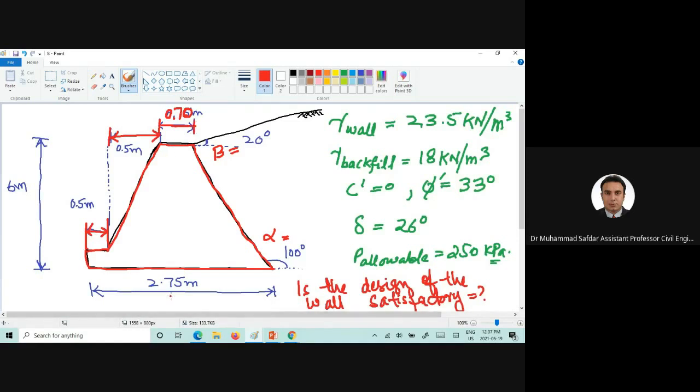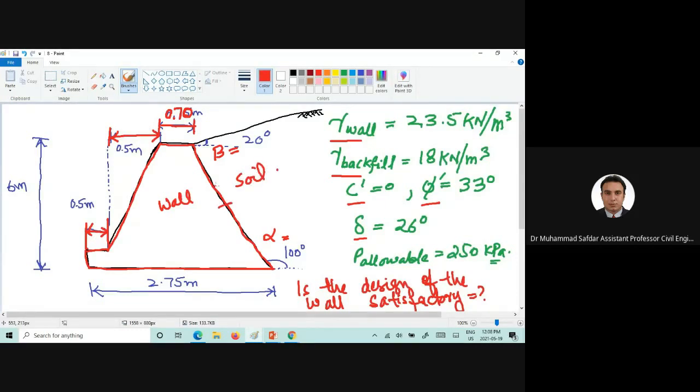Here the width of the retaining wall is 2.75 meter. The unit weight of the wall material is given, the backfill material is given, shear strength parameters are given, and the wall friction is given. Now you can clearly see that it's inclined. So this is the wall material and this is soil.